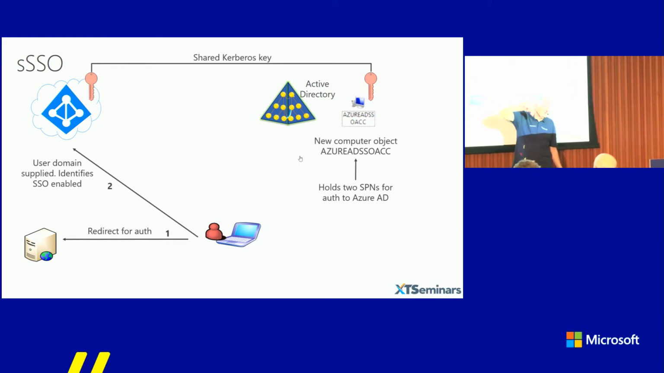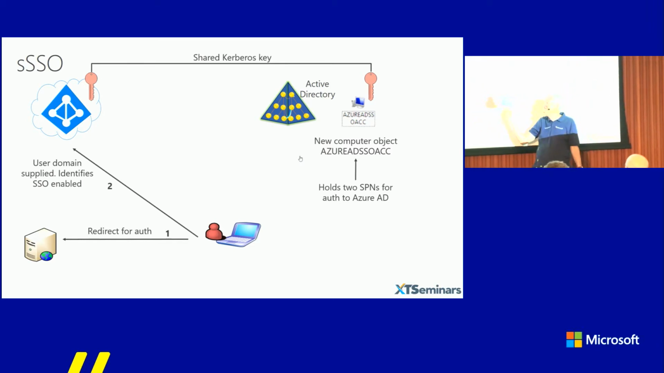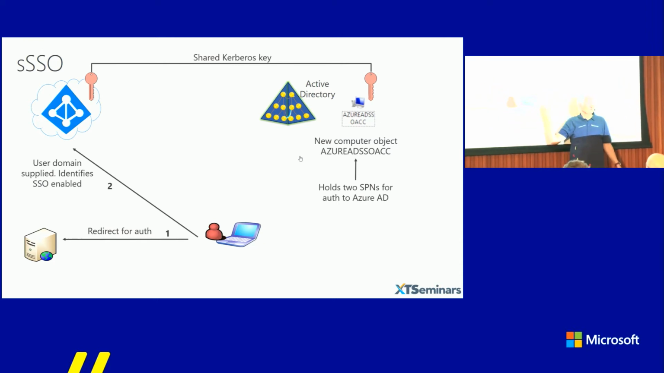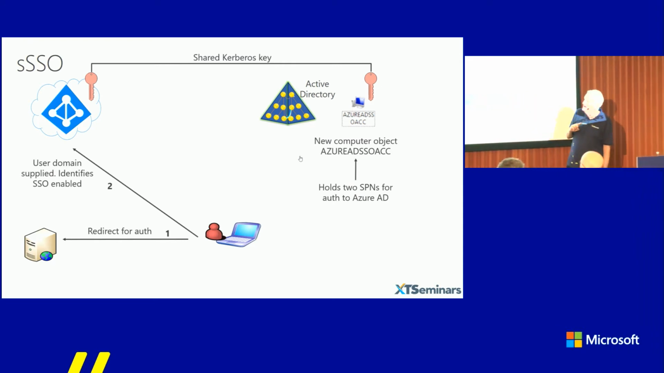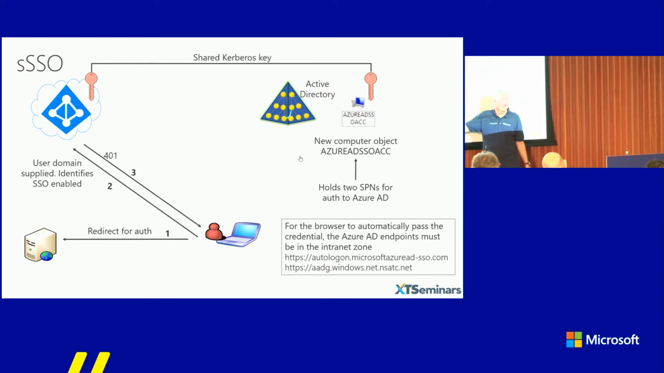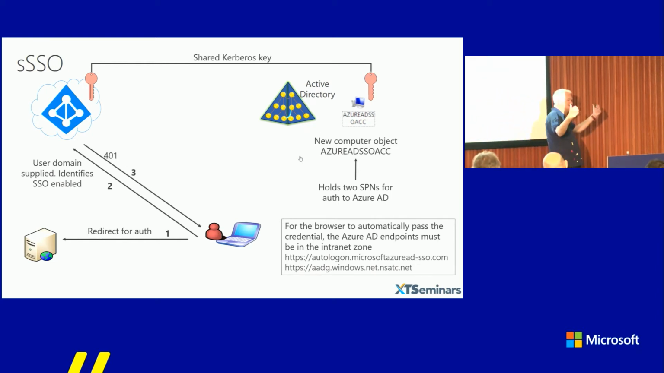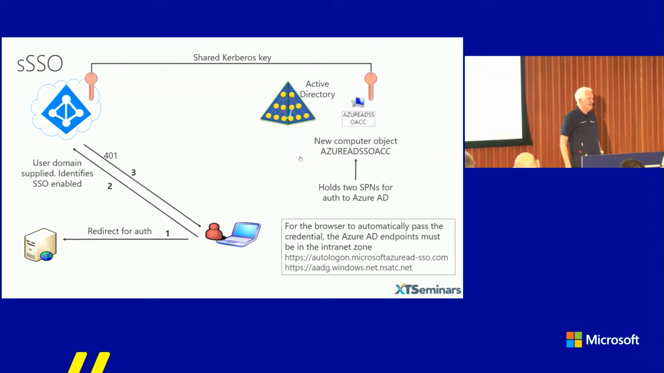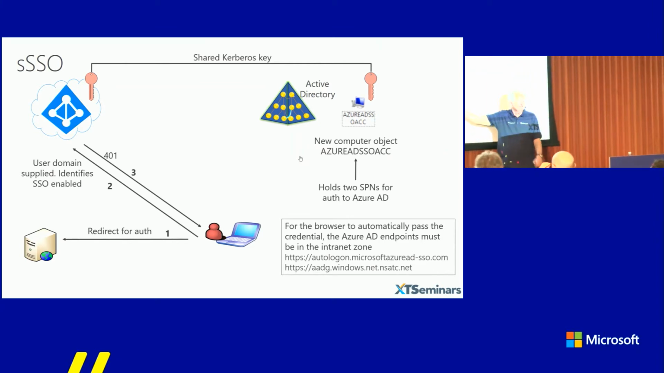If SSO is enabled, what it will do is send down some JavaScript to test this device to see if it's properly configured. If it's properly configured, and to be properly configured, what we need is a couple of URLs in the intranet zone. If they're in there, the next thing that happens is we get back a 401. And 401 says not authenticated, but I do Windows authentication, all right?